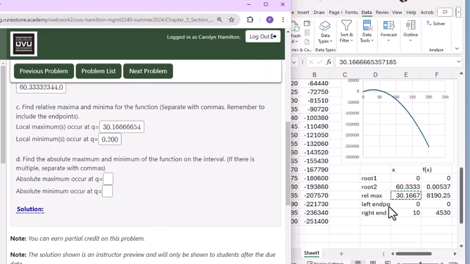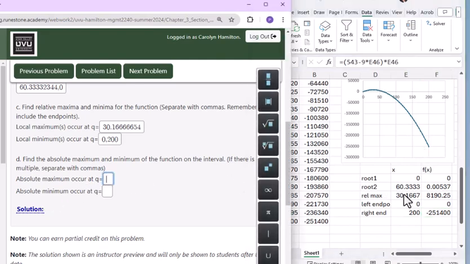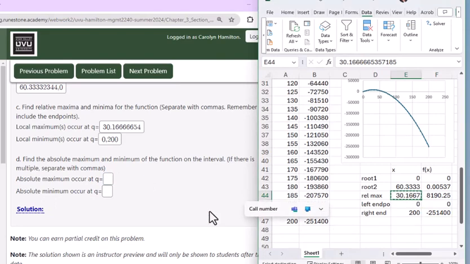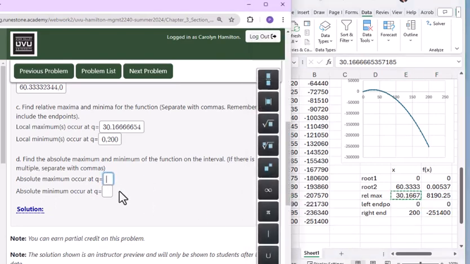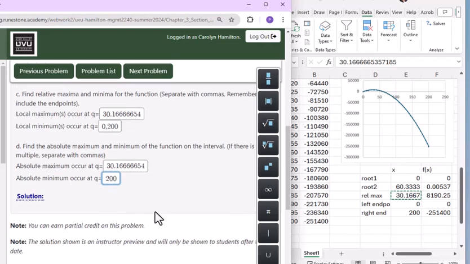Find the absolute max and the absolute min. So my left endpoint was at 0. My right endpoint, the x value is 200. And then this value should update. That's definitely my minimum. So the absolute maximum occurs at the same place that the relative max happened. And the absolute minimum occurred at the right endpoint of 200.